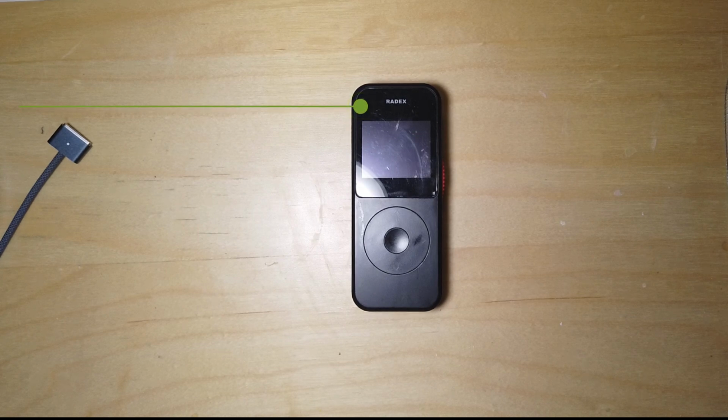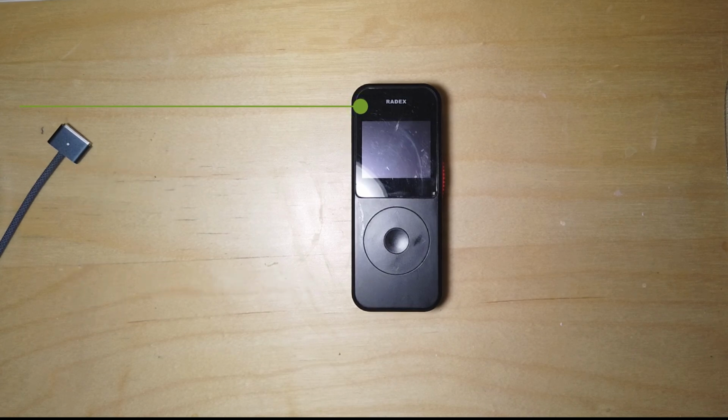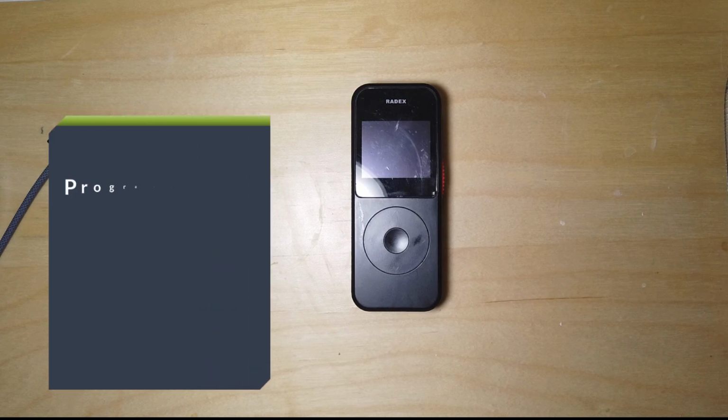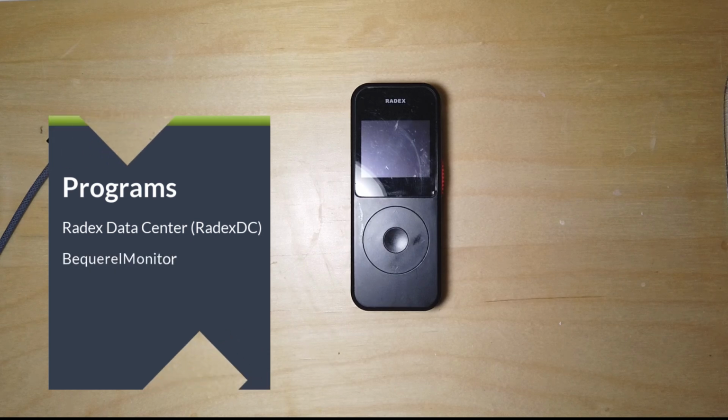Your Obsidian can connect to your PC or Mac through USB or Bluetooth, but I found the latter not to work on my PC. You may want to install some programs before beginning. These programs are the Radex Data Center, Becquerel Monitor, which doesn't really work very well for me, but it's a good application. And an alternative to Becquerel Monitor is Gamma MCA.